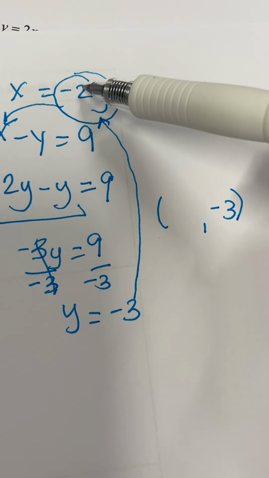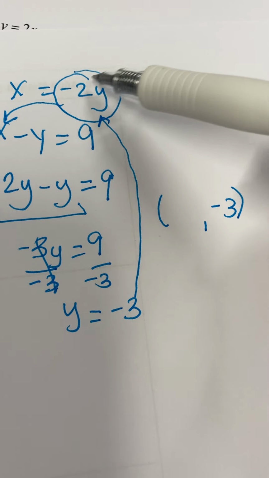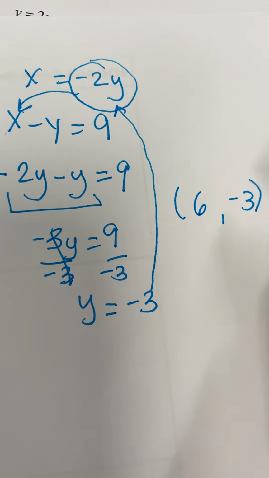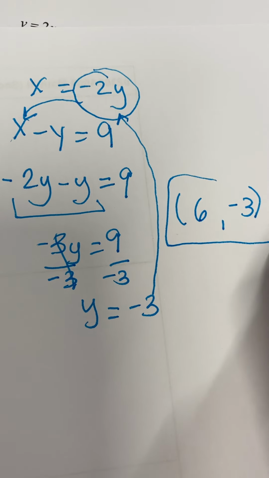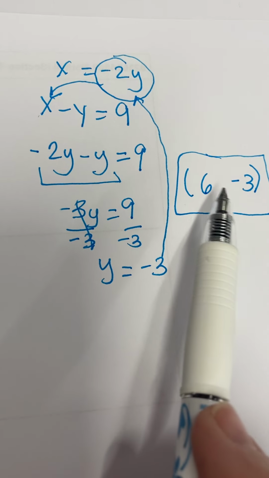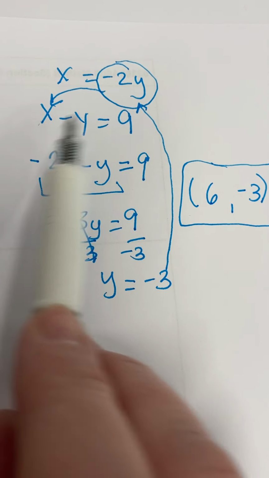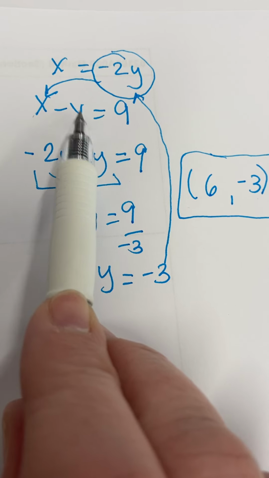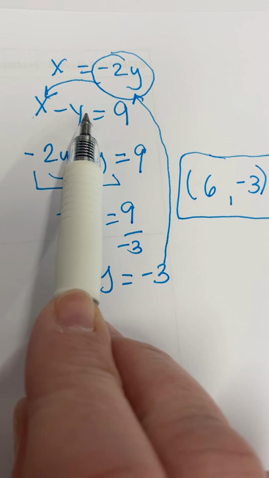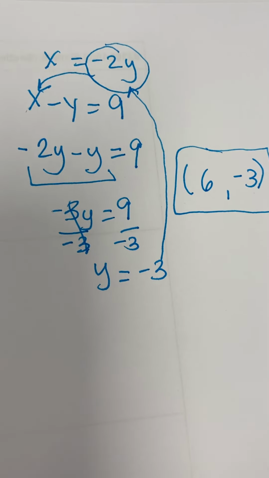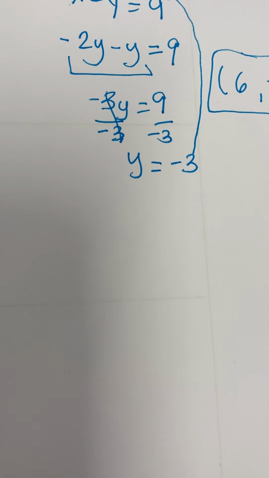X is equal to whatever negative 2 is times y, so negative 2 times a negative 3 is a positive 6. And there's where those two lines would intersect if we were to graph. And then by checking, this is what they meant. Take 6, put it here. Take negative 3 and put it here. Well, if you're subtracting a negative, that becomes a positive. So 6 plus 3 is equal to 9, and we know it works because we used the other one.